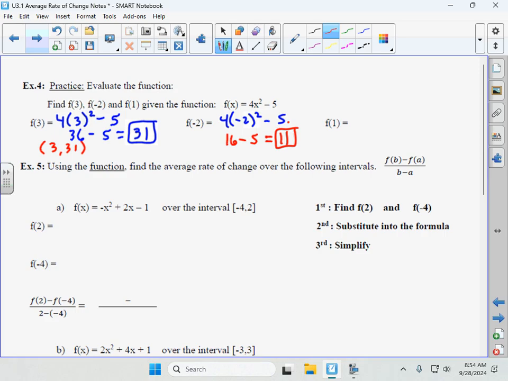All right, f of 1. That's 4 times 1 squared minus 5. So 1 squared is 1. 1 times 4 is 4. 4 minus 5 is -1. All right, so when x is 1, y is -1.